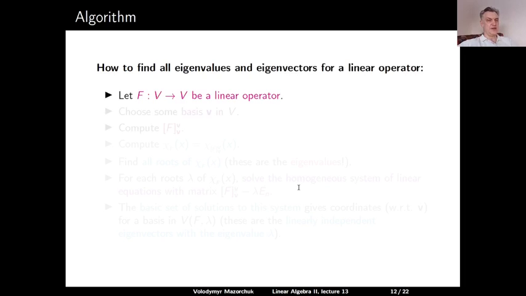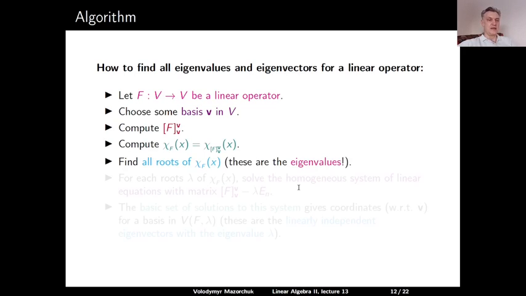So let F be a linear operator. We start by choosing some basis in V and computing the matrix of this linear operator with respect to this basis. Next, we need to compute the characteristic polynomial of this matrix, which is also then the characteristic polynomial for the linear operator. Next, we need to find all roots of this polynomial, and these roots are exactly the eigenvalues for F.